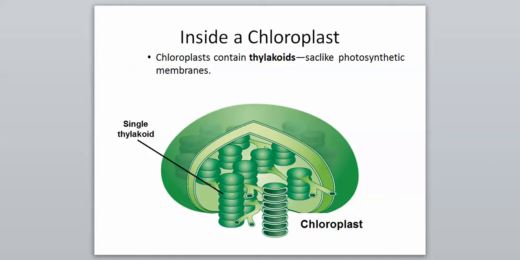So chloroplasts contain what are called thylakoids, and those are sac-like photosynthetic membranes. If you look down, you can see a bunch of stacks. They almost look like little flat pancakes or donuts. One of these, say this one at the top, is known as a single thylakoid.